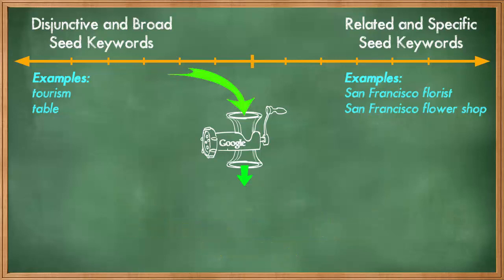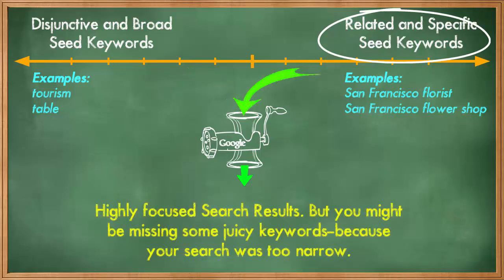Now, on the other side of the spectrum, we have related and specific seed keywords. These seed keywords will cause the Google Keyword Planner to produce highly focused search results. That's good. But you might be missing some surprisingly juicy keywords because you've narrowed your search so much. Keywords that you would have stumbled upon if your seed keywords were a bit more broad.